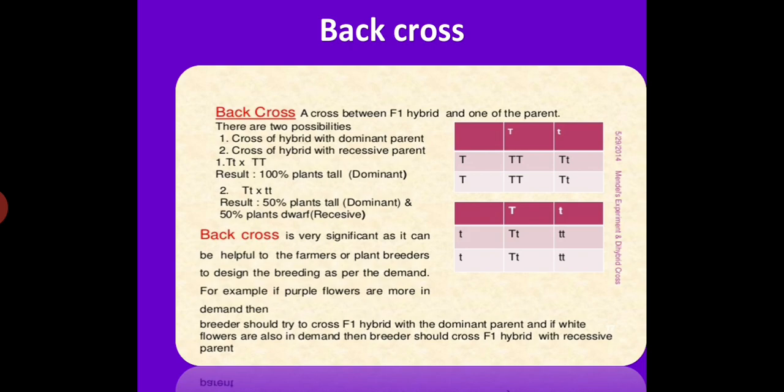This second cross, a cross between a heterozygous plant and the homozygous recessive plant, is called a test cross. Backcross is very significant as it can help the farmer or plant breeder design the breeding as per demand. For example, if purple flowers are more in demand, then the breeder should cross the F1 hybrid with the dominant parent. If white flowers are also in demand, then the breeder should cross the F1 hybrid with the recessive parent.